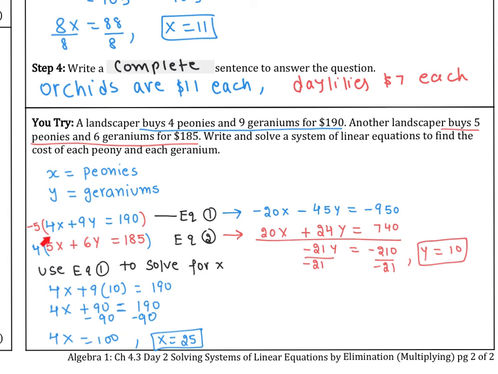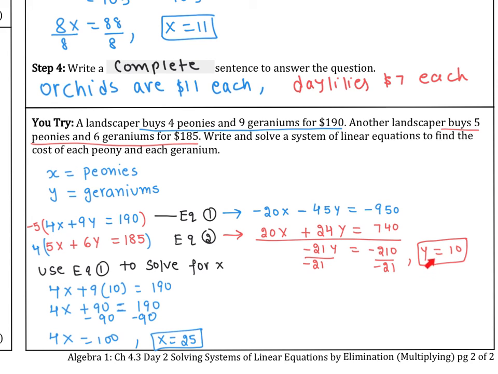You're going to make them same and opposite, so multiply the first equation by -5 and the second equation by 4, so that we can have a -20x and +20x, and we can cancel that to get the y by itself. So when we add that, we get -21y equals -210. Divide by -21 on both sides, y equals 10.